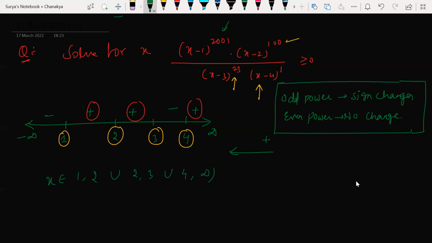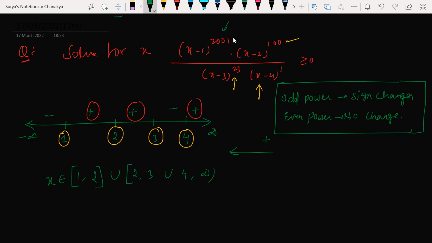Now write the brackets. 1 to 2. Should I write an open bracket or close bracket for 1? Guys, for 1, which bracket must we put in? I can include 1 here, so close bracket. Can we include 2 or not? Yes, we can. So close again.